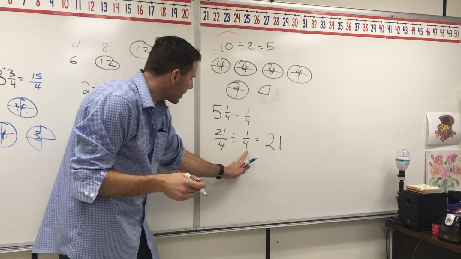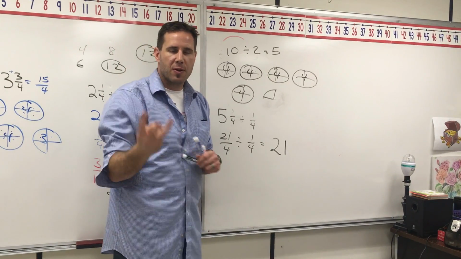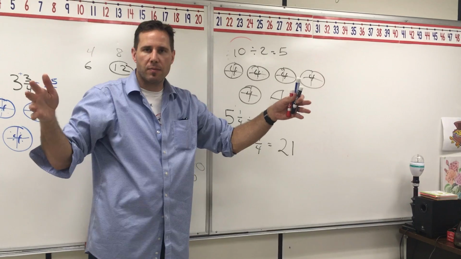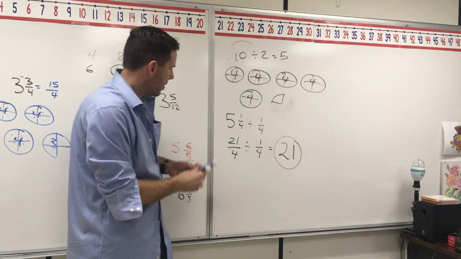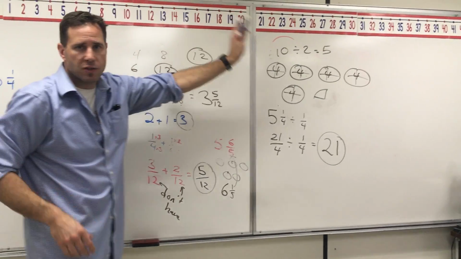How many quarters can I count by to get to 21? 1 quarter, 2 quarters, 3 quarters, 4 quarters, 5 quarters, 6 quarters, 7 quarters, 8 quarters, on and on and on and on until I get to 21. I counted 21 times. This is the hard one. This is also hard. That's just bonus stuff.